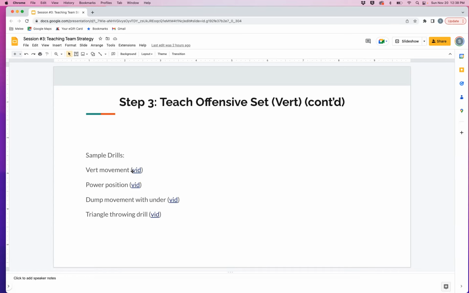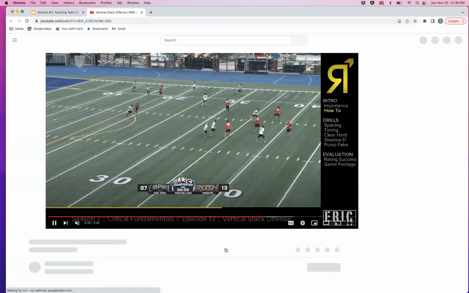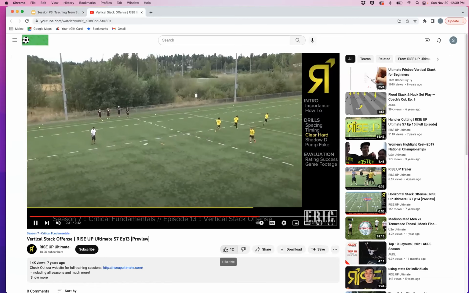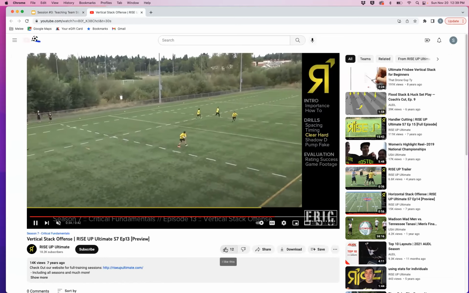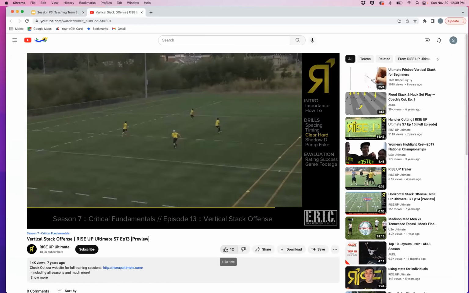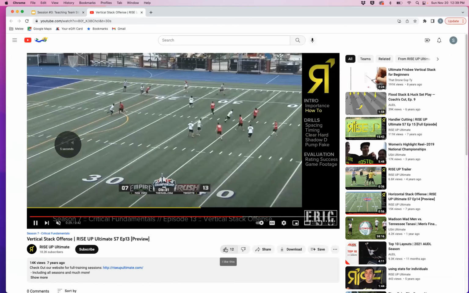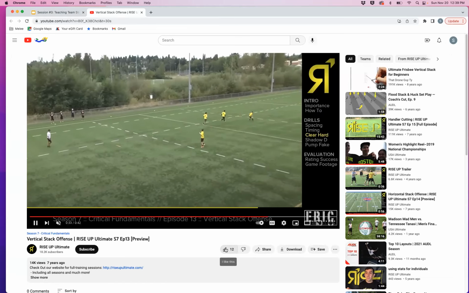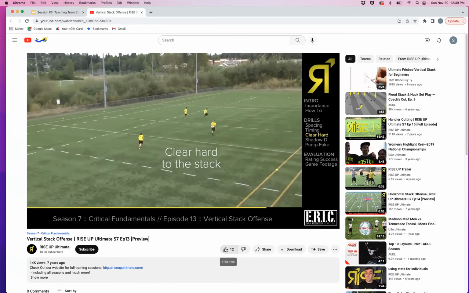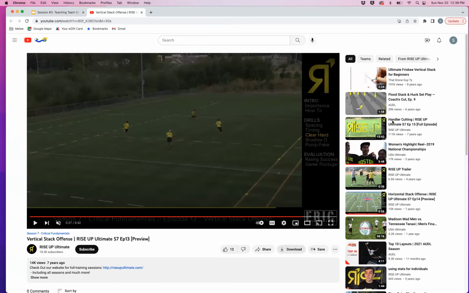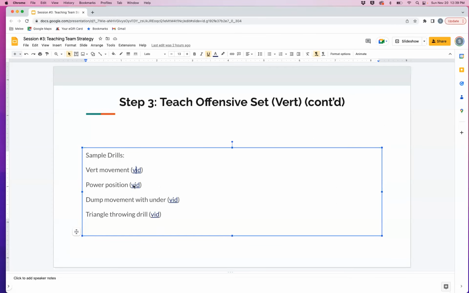Some more sample drills you can do. This is that flow drill we talked about before, except here the players are moving down the field as if the stack is resetting with every downfield throw. So you can see they're moving down, moving down, moving down. This just practices that motion. That's a really good one to do in the beginning.